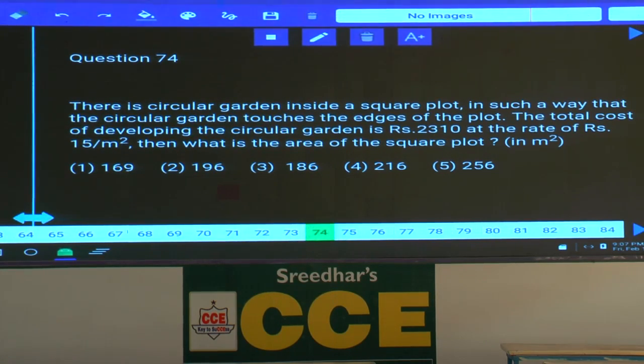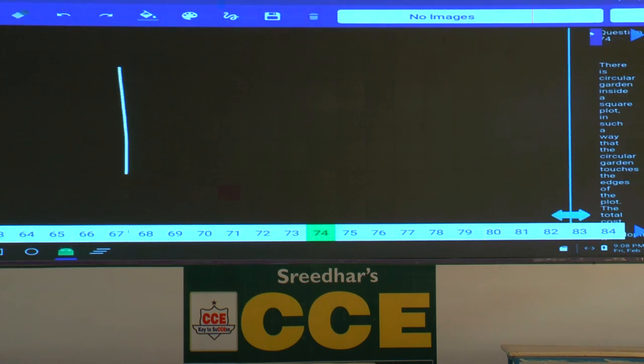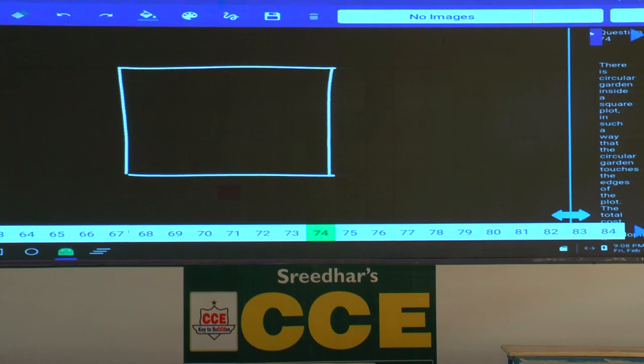There is a circular garden inside a square plot in such a way that the circular garden touches the edges of the plot. Can you visualize this? There is a circular garden in a square where the edges of the circle touch the sides of the square. So this is something like this.